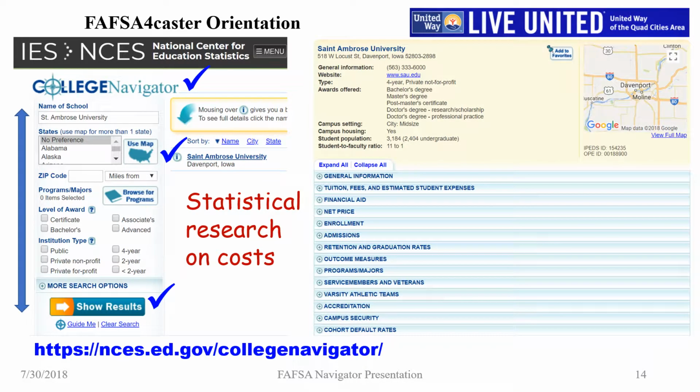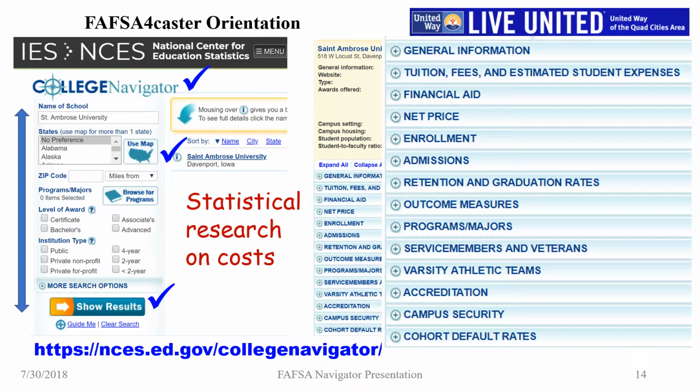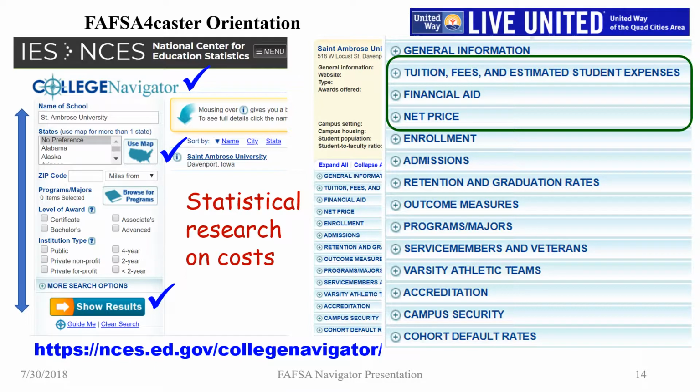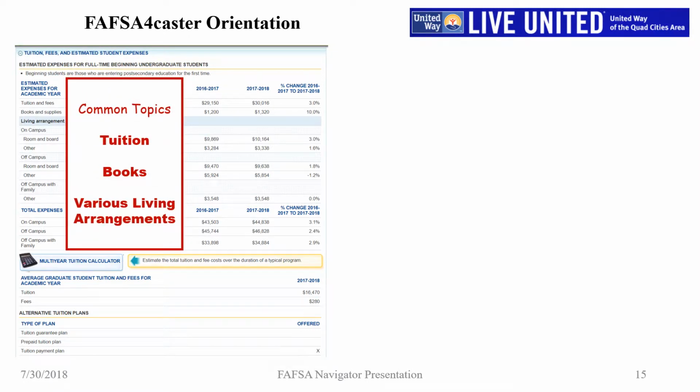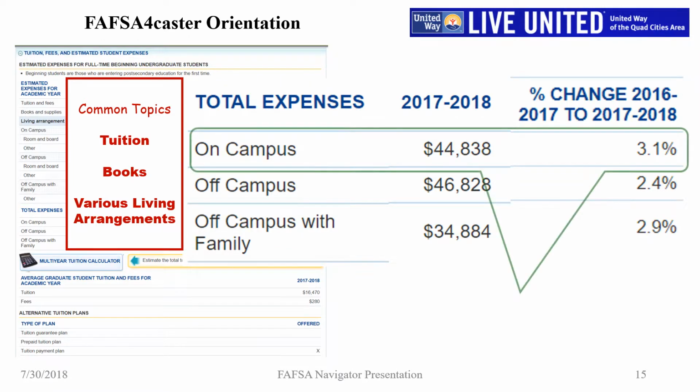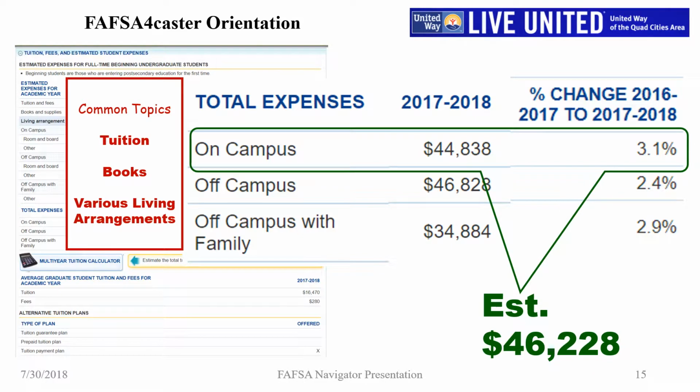You get a description of the school and a menu of topics to explore of the school's statistical data. Let's expand the menu, and at the top is the financial data. Let's review some example information for a first-year undergraduate student. On the left are various topics to consider, such as tuition and fees, books and supplies, plus a variety of living arrangements on and off campus. The various costs are laid out over the previous 3 years and a calculation on inflation of prices.